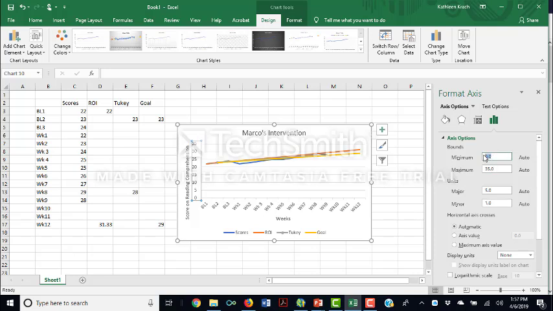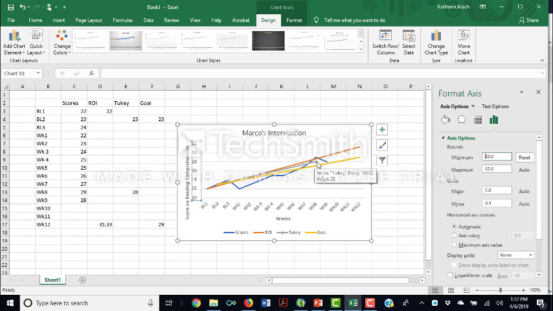We don't really need it from 0 because the first data point is more than 20. So we're going to set it at 20, and we set it at 20. Now all of a sudden it's readable. It's much more readable.